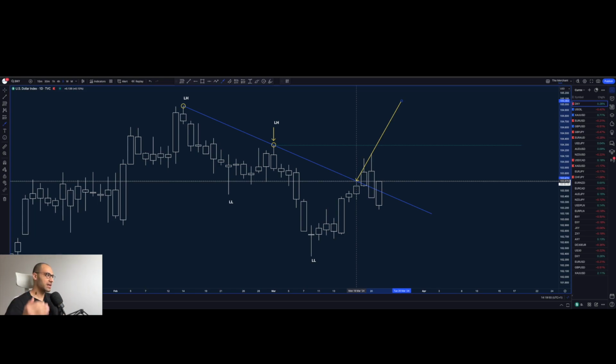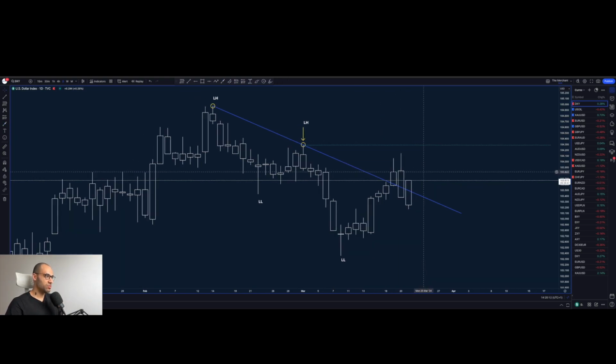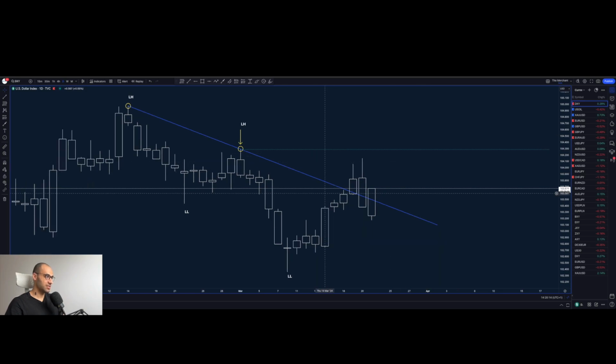Because if we look at the hierarchy of things, what is stronger, market structure or trend lines? Definitely market structure, okay? A trend line, at the end of the day, is only a tool, but the market structure is how the market is functioning. And don't mix between these two. It's very, very important.